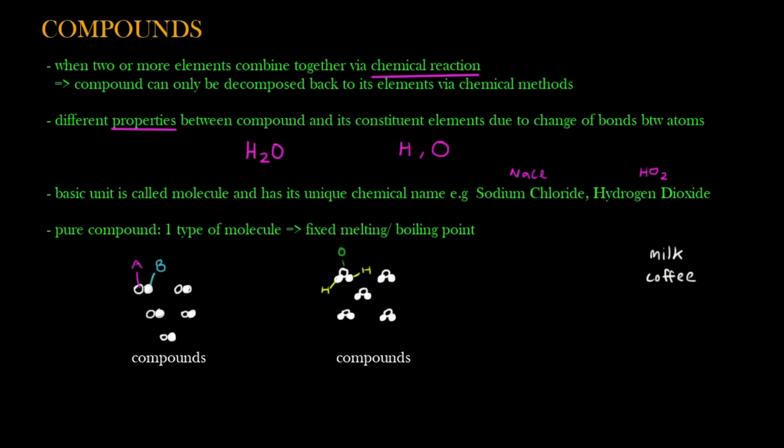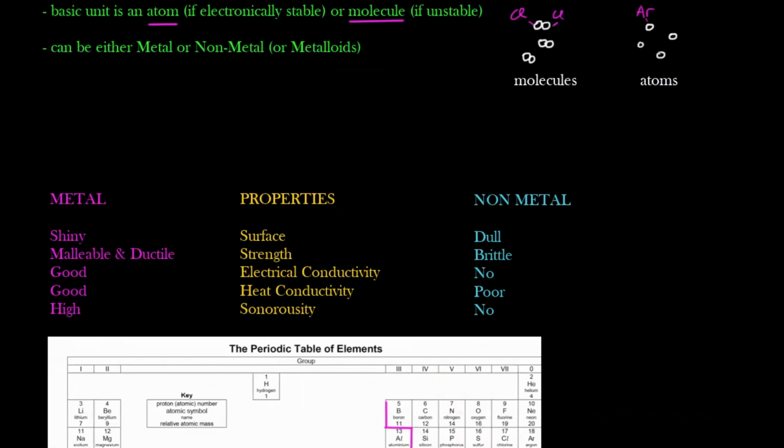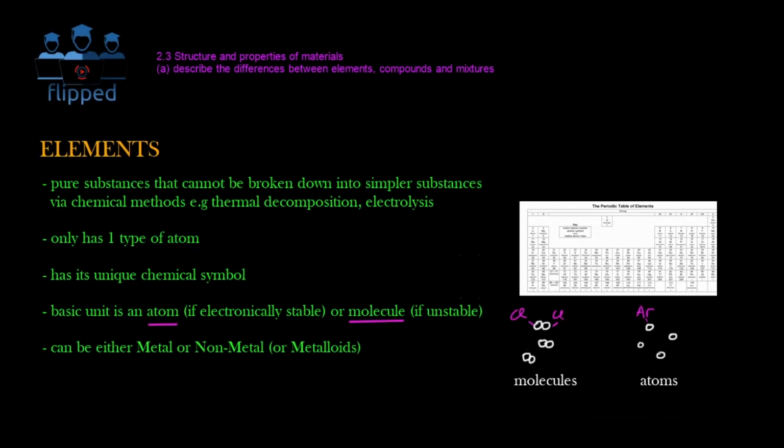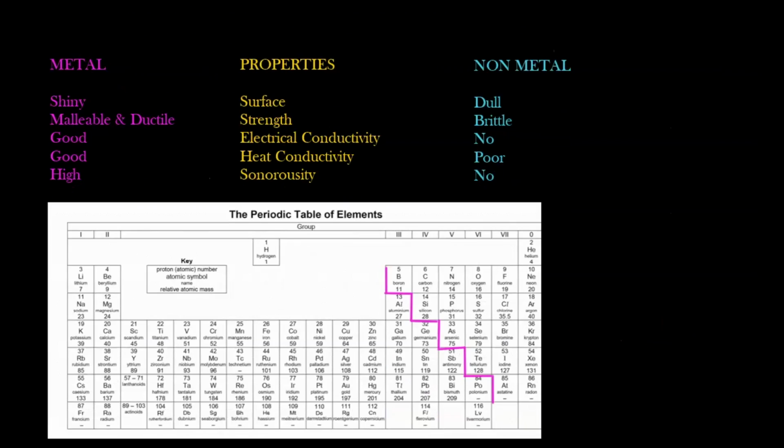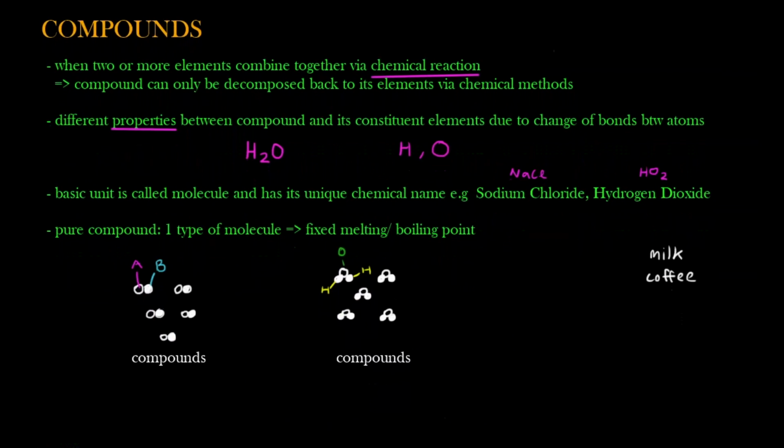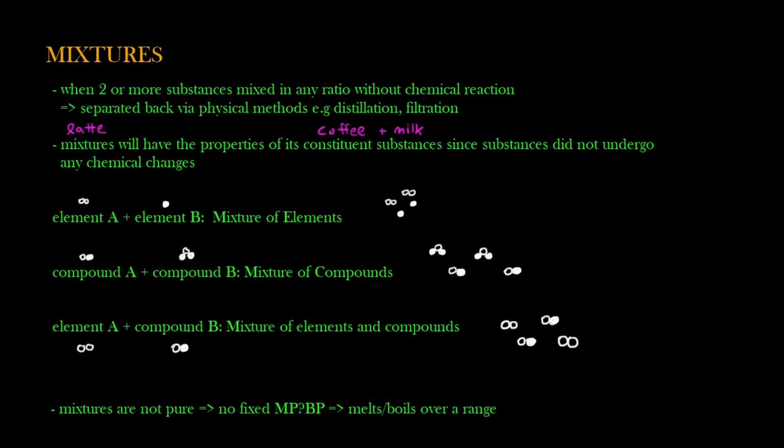Whereas for atoms, you can see they just look like this. They just have the same kind of element, whereas compounds have different kinds of elements. One shaded, one not shaded. These are shaded and these are not shaded. So that's the difference between compounds and elements for now. Let's move on to mixture.